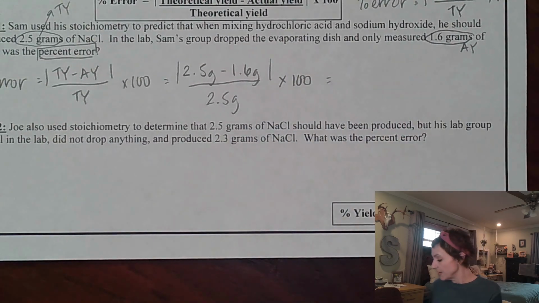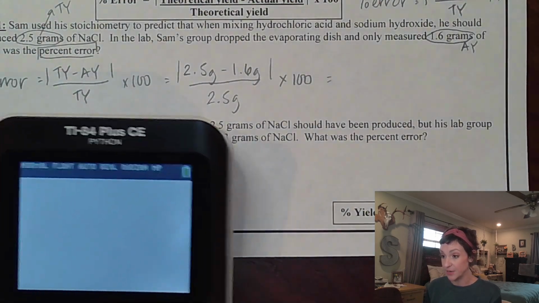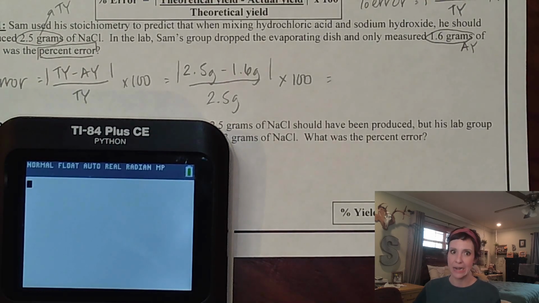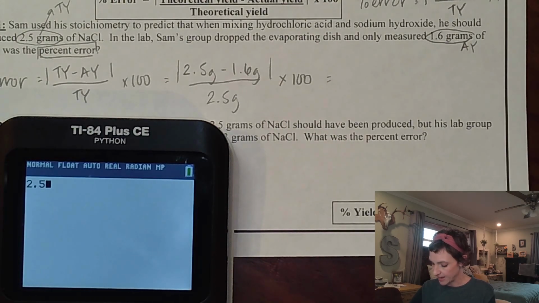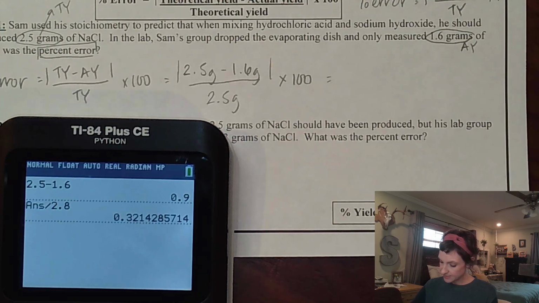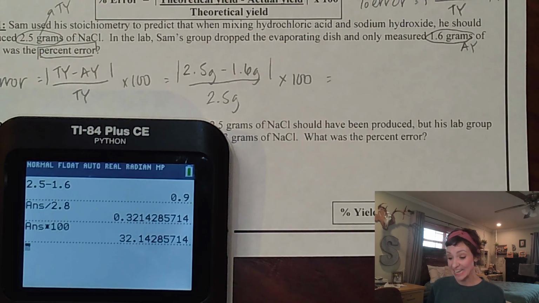Okay, so I grab my calculator, keeping in mind that the absolute value bars do not mean I have to do anything sneaky in my calculator to represent those, but you just need to know that if you get a negative answer, you're going to take the positive version of it. So I have 2.5 minus 1.6, and then I'm going to be dividing that by 2.5, times 100. So I did not get a negative number. If I did, I would totally represent that as a positive value here.